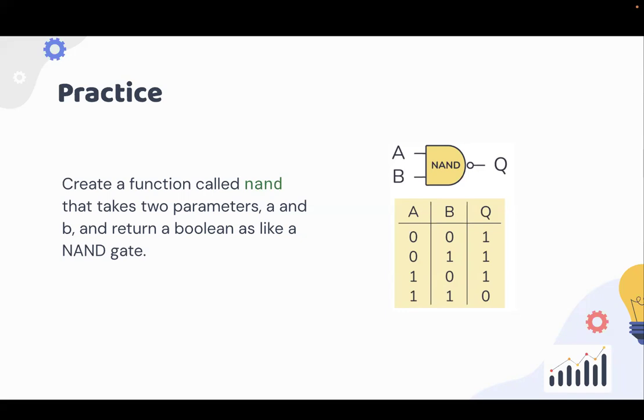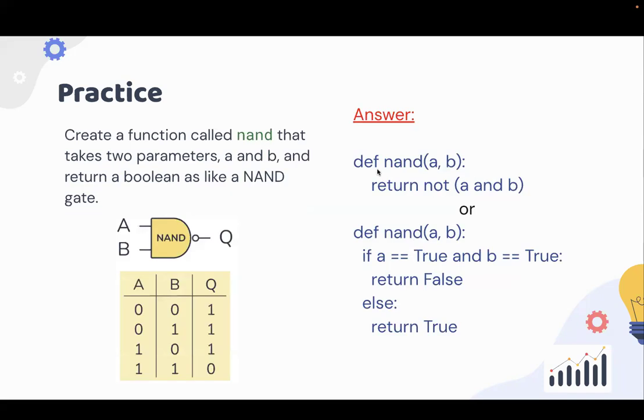All right, I got a lot of correct answers. The answer to this practice is like this, but these are not the only correct ways. We can either just return not A and B, or we can have different conditional branches for if and else.